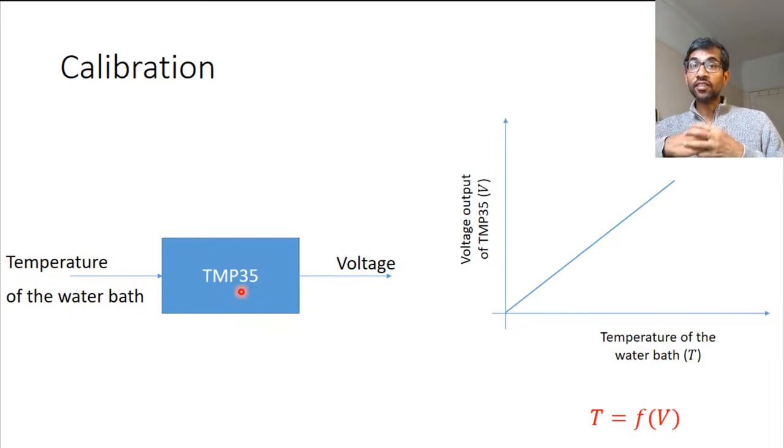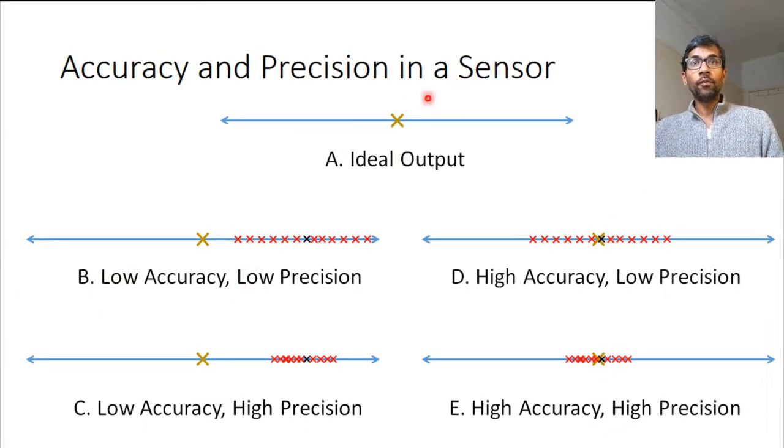Now let's repeat these measurements many times. If we do, we get something like this. The ideal temperature is exactly at this point, and as you repeat the measurements, you get these red colored measurements. Let me just repeat that. These red crosses denote individual measurements of temperature, this black cross is the average of all the measurements that we have made, while this golden cross is the ideal or true value of temperature.